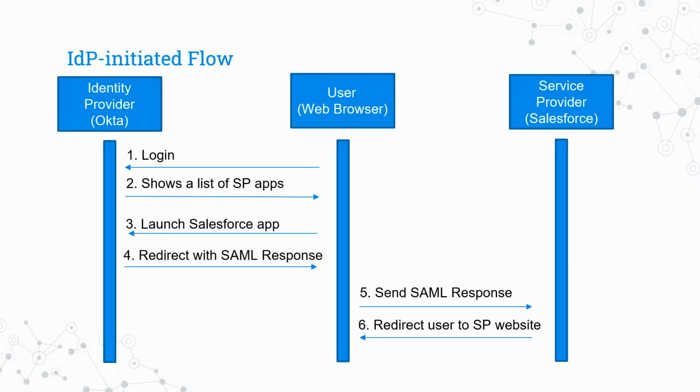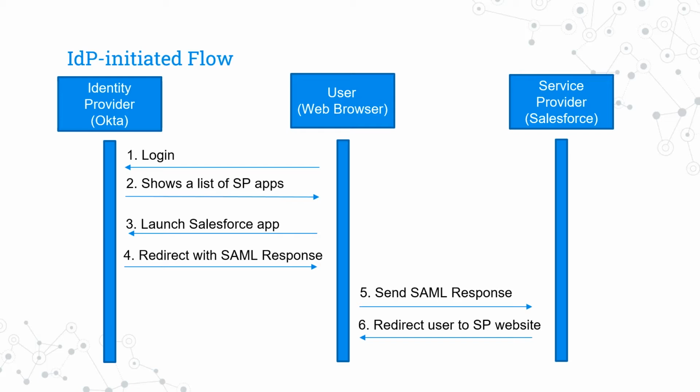Let's first look at IDP Initiated Flow. This sequence diagram might look complicated at first, but it will become clear once you see this in action. In the demo, I'll be using Salesforce as service provider and Okta as identity provider. Disclaimer, I'm not affiliated with those companies in any way.